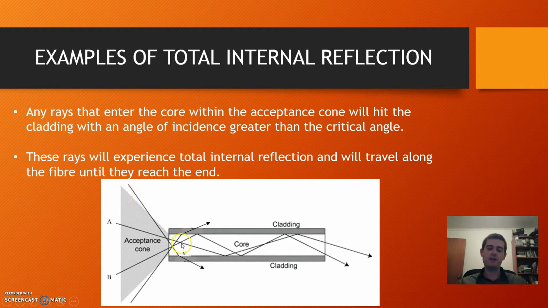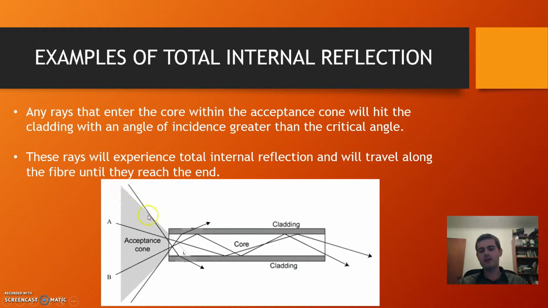And that's what we've got here. The diagram is a little bit hard to see, but basically we have this thing called an acceptance cone. That's the grey highlighted area here. And any light rays that come in within that acceptance cone will hit the sides of the glass fiber at an angle of incidence that's greater than the critical angle. So basically, they won't pass through the glass fiber into the cladding. Instead, they'll experience total internal reflection and they'll head back into the glass core again. Any light rays outside there will just pass straight through.